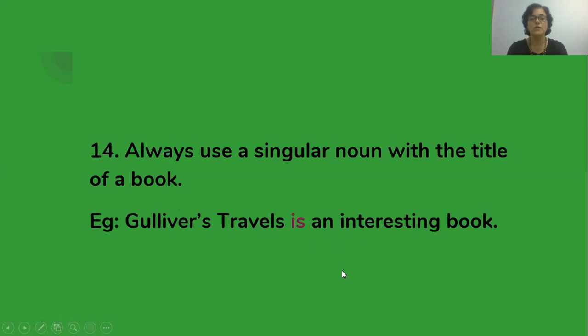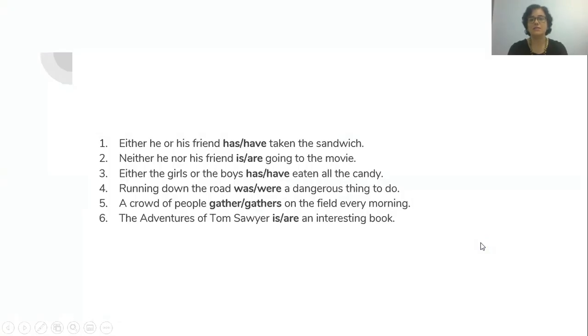14th rule. Always use singular noun with the title of a book. For example, Gulliver's Travels is an interesting book. Now, many people might get confused with this and say, oh, it's travels. You know, many travels. There's an S there. So why do we have to use is? We should use an. Sorry. But that's not the way it is. Gulliver's Travels is one book. Gulliver's Travels is an interesting book. It's singular.